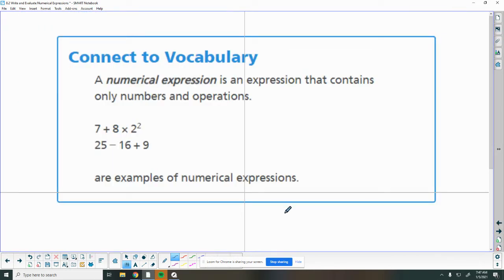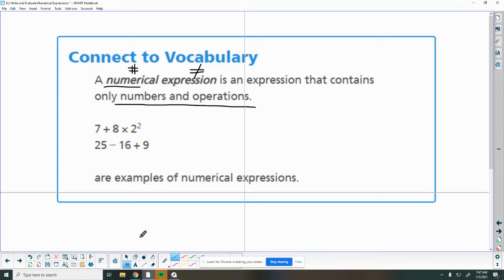So a word we need to talk about is a numerical expression. In here, you can hear almost the word number. So numerical is just another word for made up of only numbers. And an expression is something that does not have an equal sign. It's just the problem. No answer, no equal sign. So a numerical expression will only have numbers and operations, no equal sign, no variables.